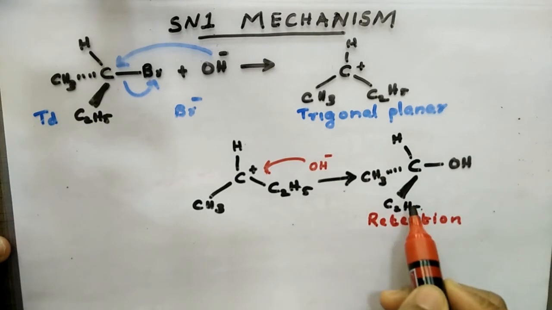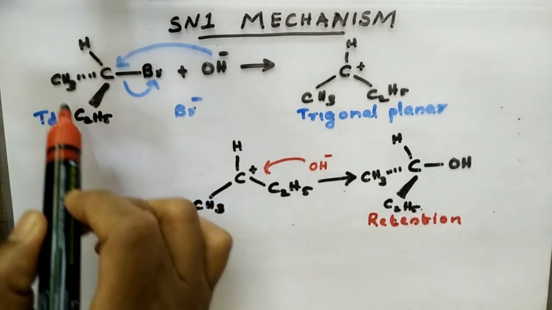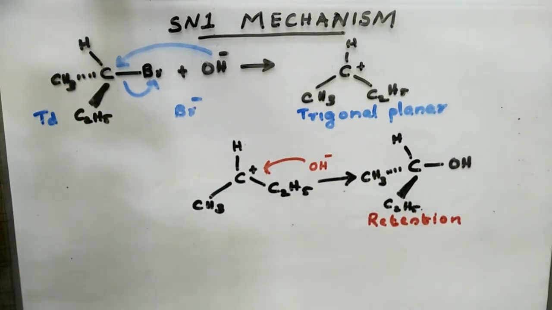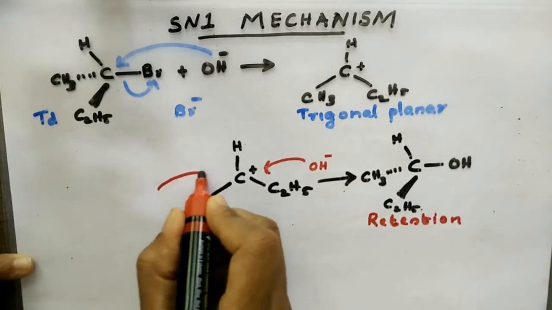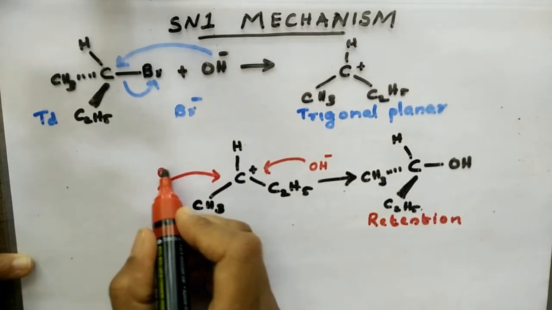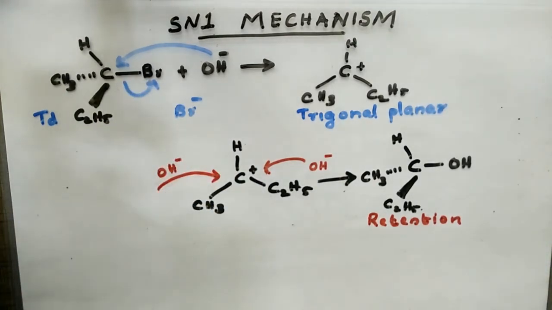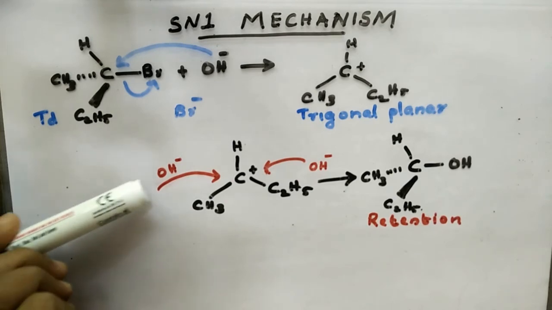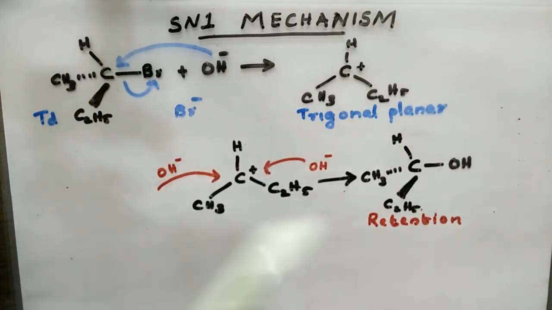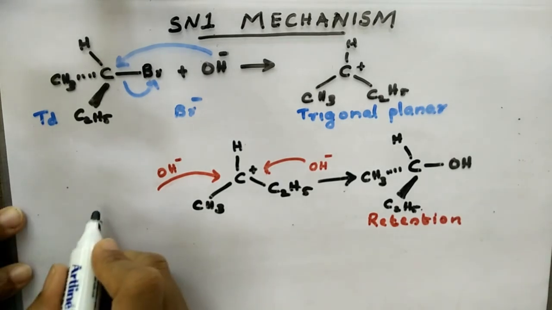Because all the three substituents are lying in the same place itself. And in the next case, when the hydroxyl ion, the nucleophile, attacks from the opposite direction of the leaving group, what will happen? Here also, when the hydroxyl group attacks from this side, all these substituents move away from the nucleophile, and you are getting a compound like this.